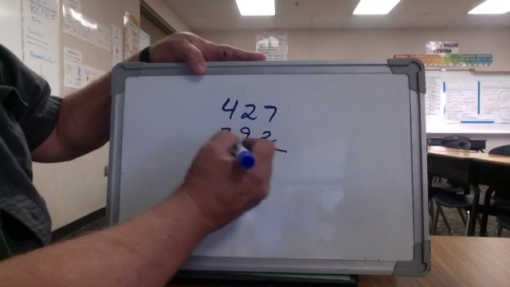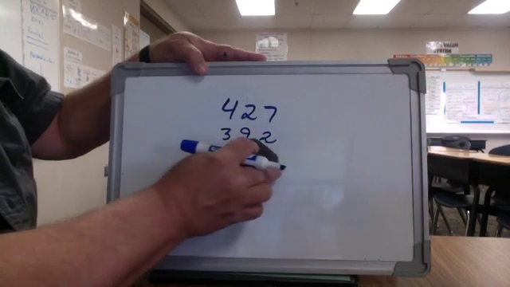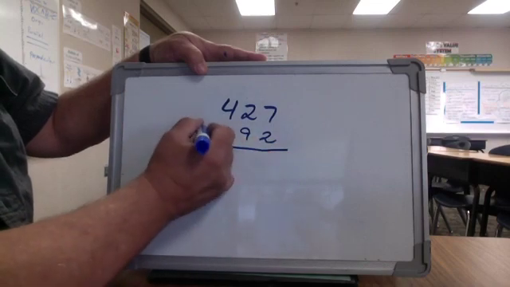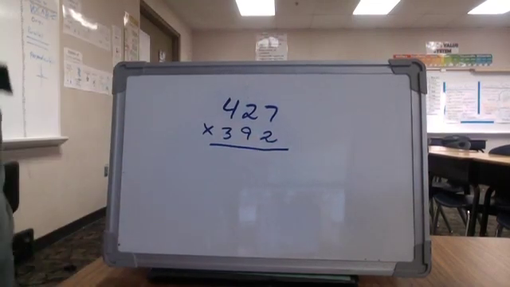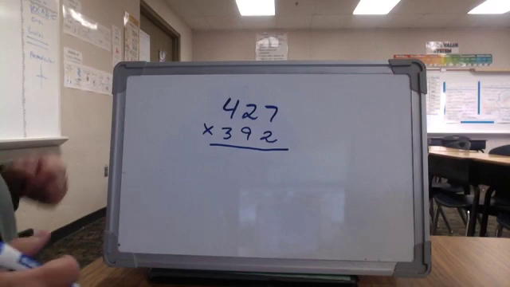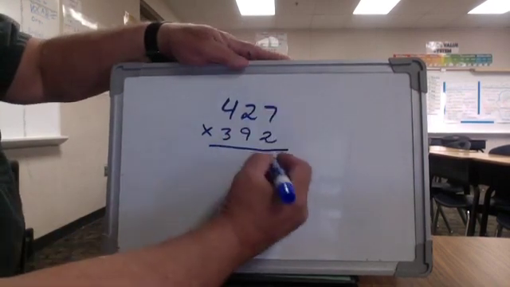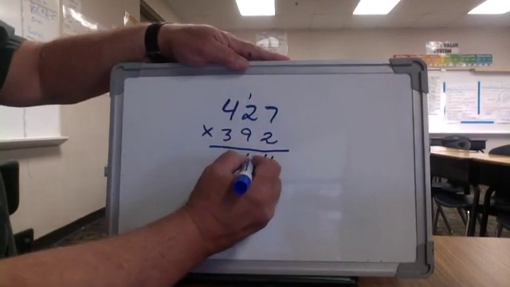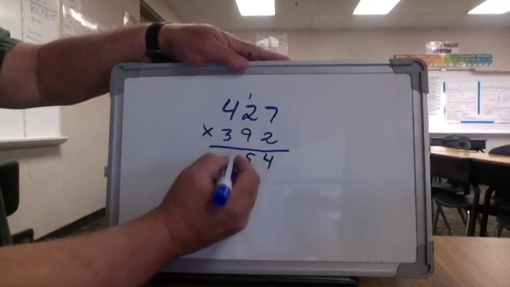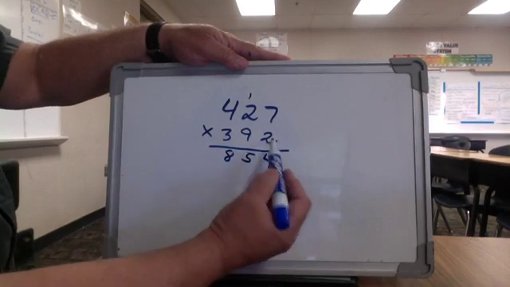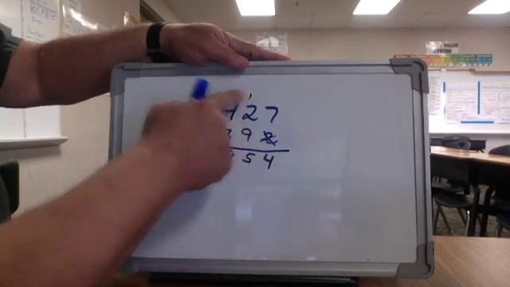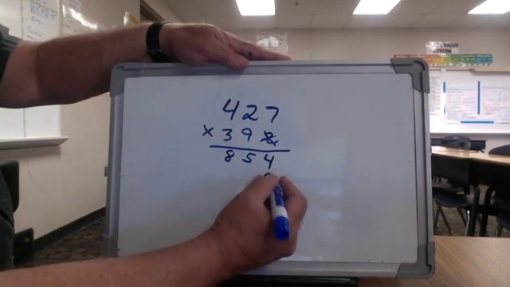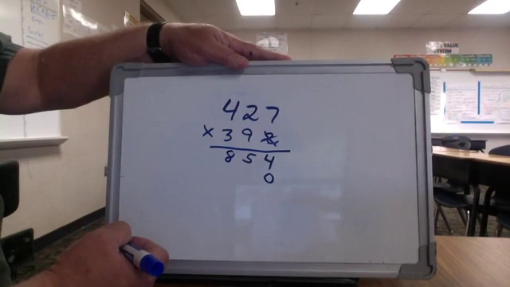392. Okay, I can draw a straighter line than that. Maybe. All right. So here we go. 2 times 7 is 14. 2 times 2 is 4, plus 1 is 5. 2 times 4 is 8. Now I'm done with that ones digit. I'm done with that carry. And I'm going to block out the ones place since I'm done with the ones digit.